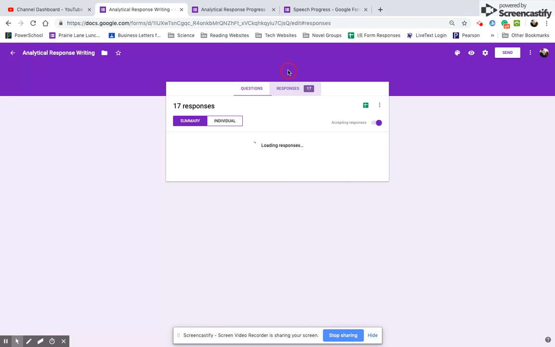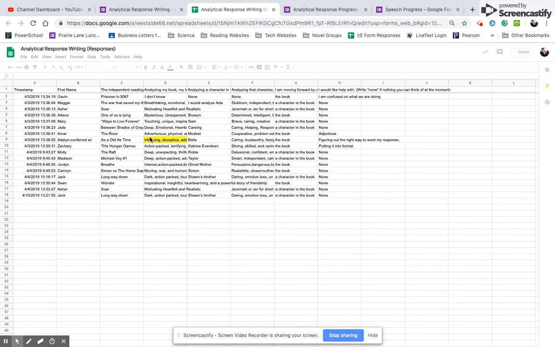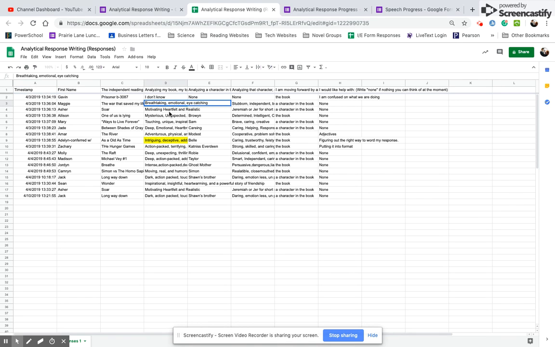And so I can click on responses. I click on view responses in sheets and it'll put them in a table. Here are the first names that they entered. Now I know what independent reading book they're reading. And then I can look closely at what adjectives they're using and whether those are good. I can look at this and determine if they need help on any of this information.